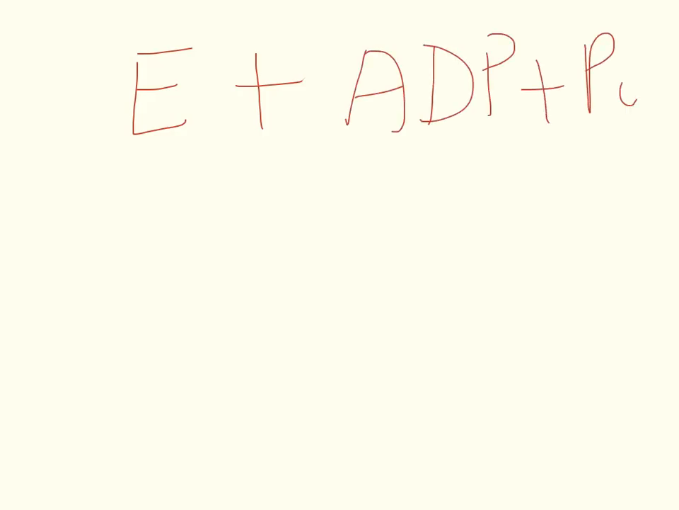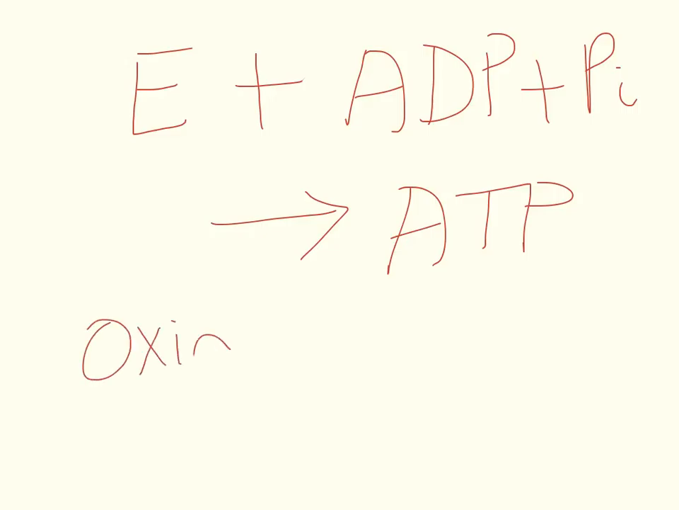The energy released during the electron transport gets used up when ADP gets phosphorylated to get ATP. And this process is known as oxidative phosphorylation.